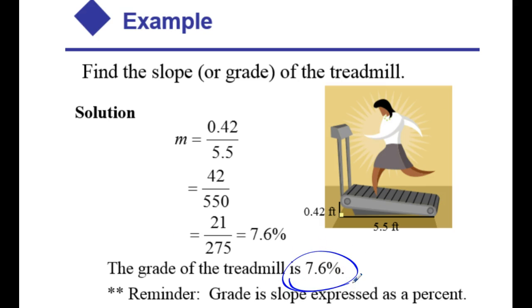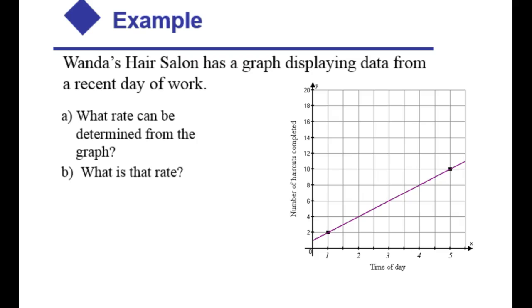Yep, author chose. And they did a bunch of nice math, but I would just pull out your calculator and do 0.42 divided by 5.5. So here it says, what rate can be determined from the graph.